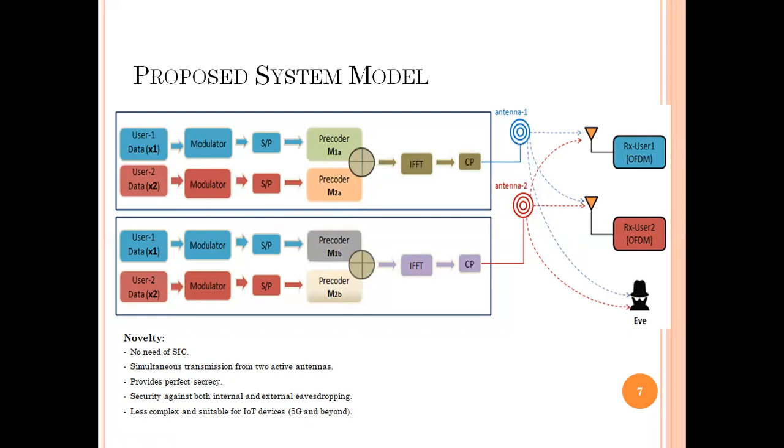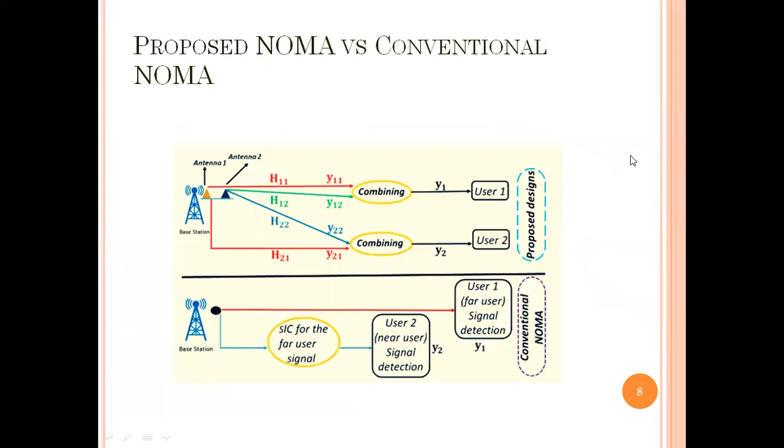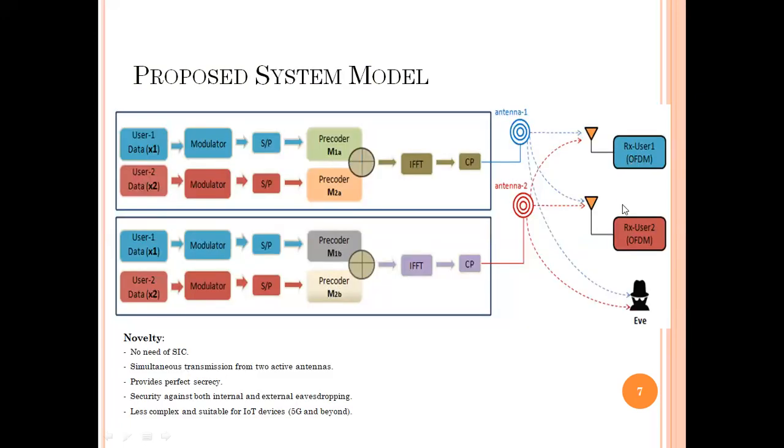There is no complexity at the receiver side, due to which it can easily decode its own data. There is no need for power sharing as in the conventional NOMA scheme. User 1 and user 2 will not be sharing any power. They will be getting their own respective data from the transmitted user.